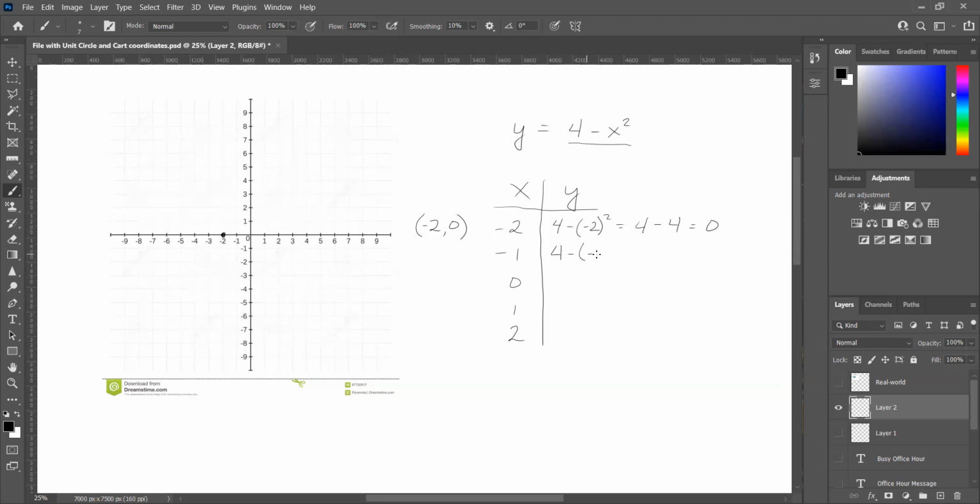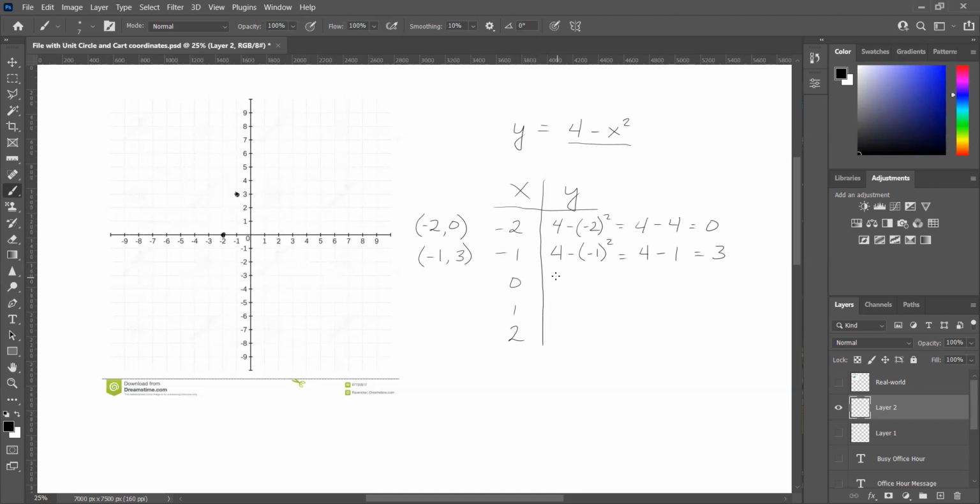Now let's plug in -1. 4 minus -1 squared. Well, we still have the 4 minus, and -1 times -1 is +1. 4 minus 1 is 3. So at -1, I have a y value of 3 right there. That was the point, the x I picked and the y value I got of 3.